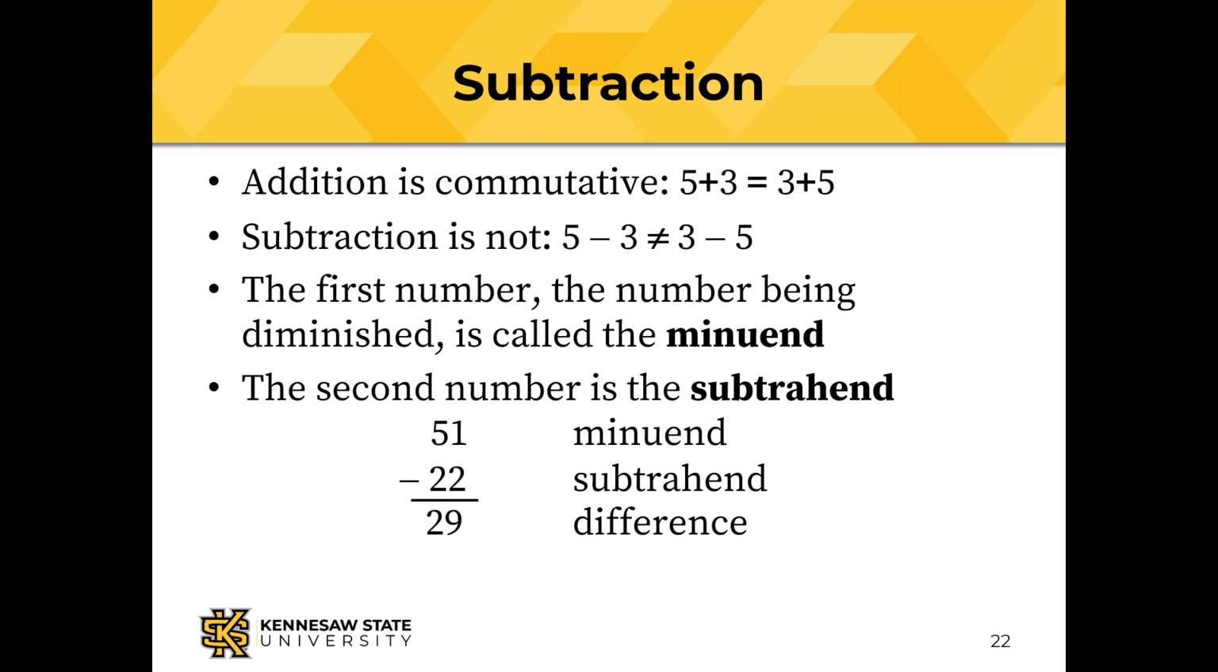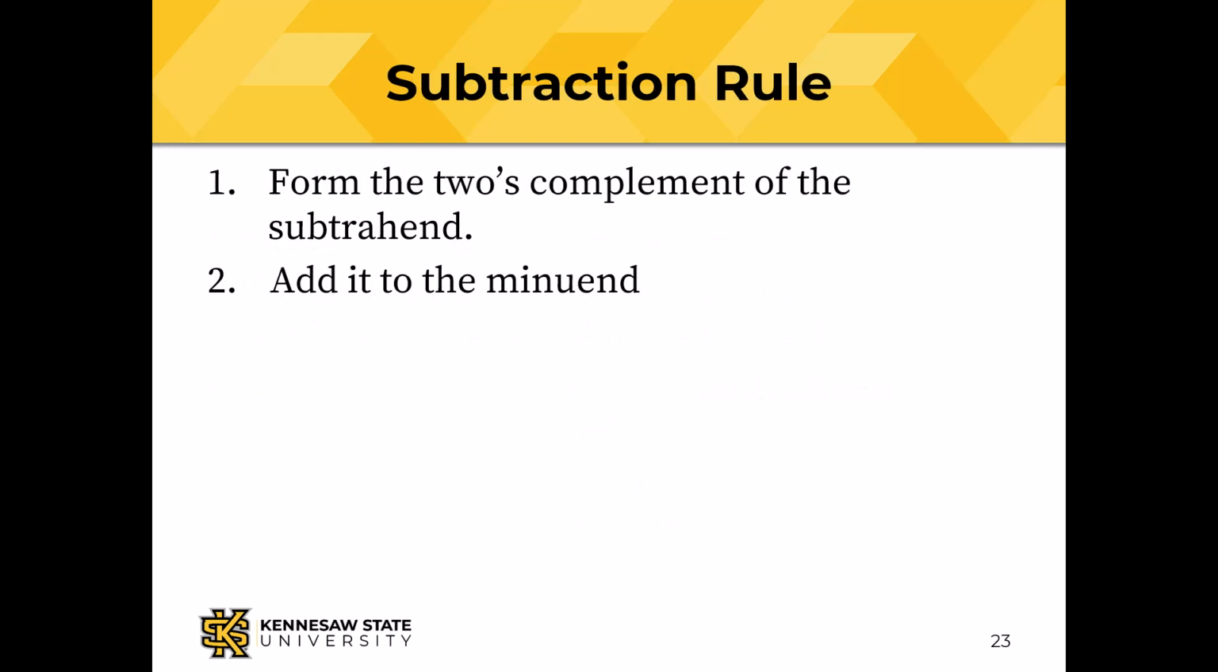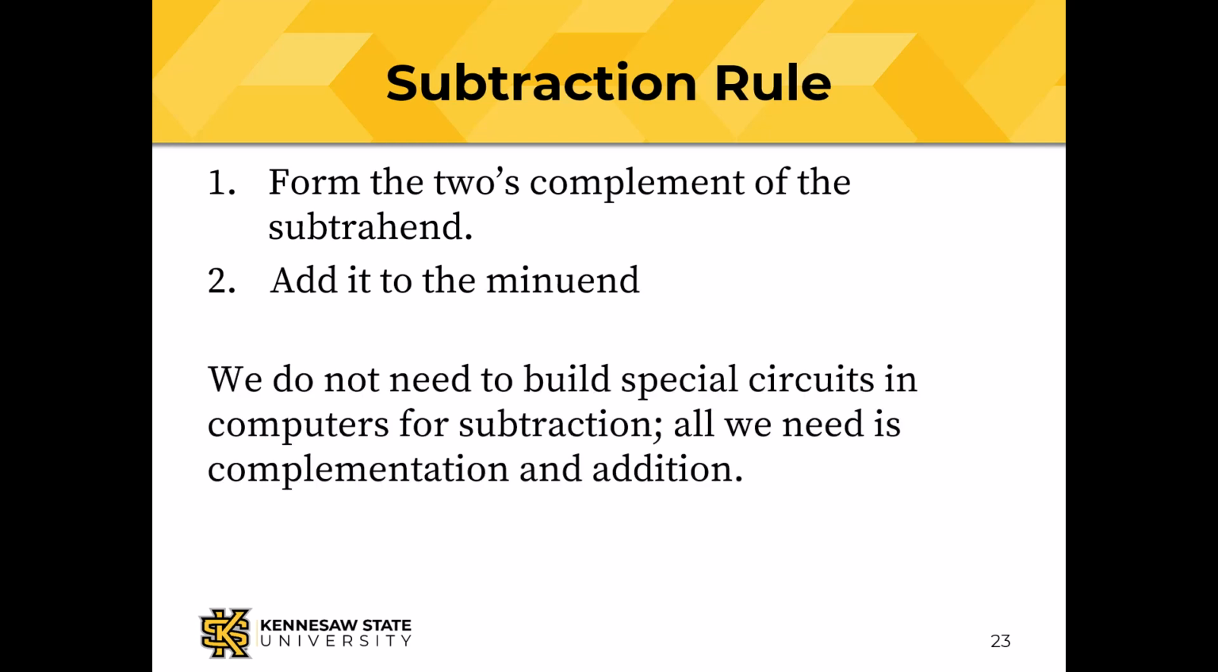Having defined minuend and subtrahend, we can now state the subtraction rule. Form the 2's complement of the subtrahend and add it to the minuend. That's good news because it means we don't need to build special circuits to do subtraction. All we need is the circuits we would need anyway for complementation and addition.